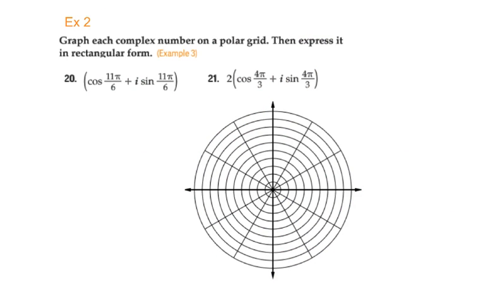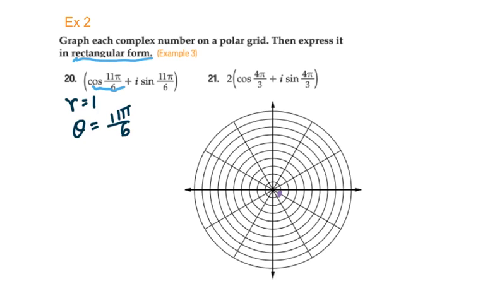Let's go to example 2. Graph each complex number on a polar grid, then express it in rectangular form. For number 20, we know that r equals 1 and theta equals 11 pi over 6. Therefore, we first find 11 pi over 6, then find r equals 1, which will be at this point. Then its rectangular form, we will work this out.